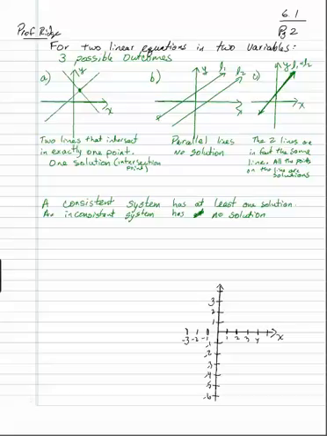Okay, some terminology: you may hear me talk about a consistent system. A consistent system has at least one solution. So A would be a consistent system, and so would C, because if it has an infinite number of solutions, it has at least one. So that one's consistent. And an inconsistent system has no solution. So the parallel lines would be an inconsistent system.